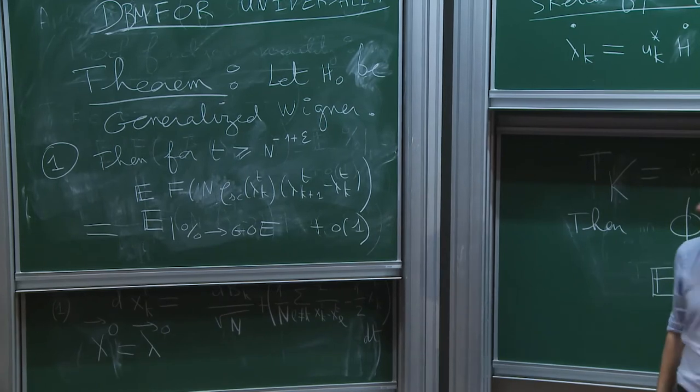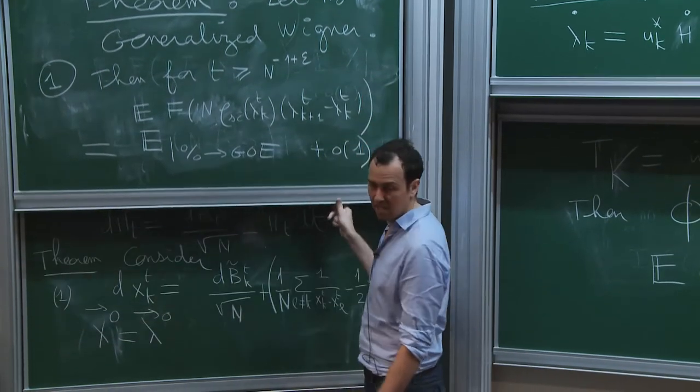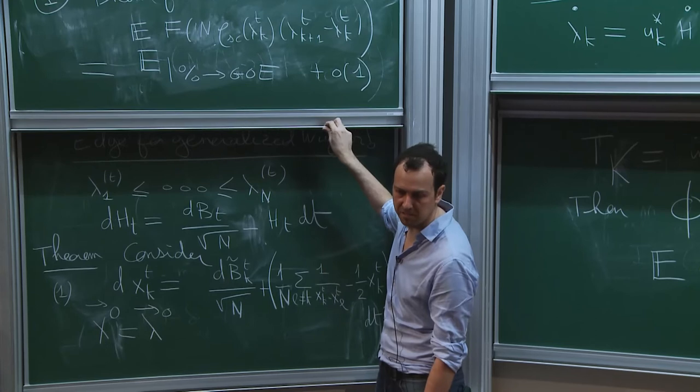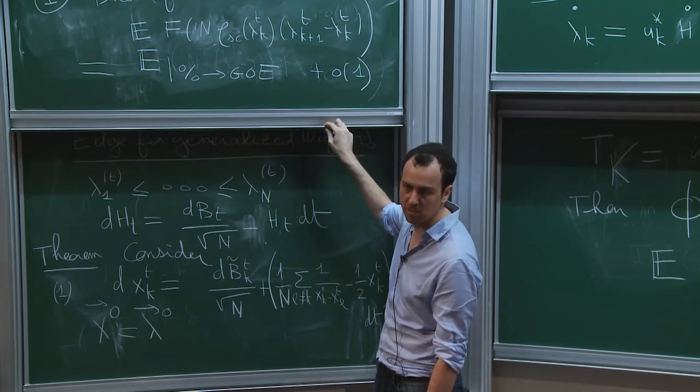And the analog for the edge is that you need a longer time to get local relaxation. Instead of time 1 over n, you need time n to the minus 1 third.